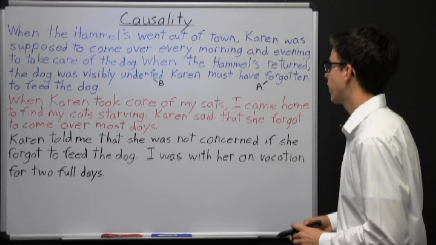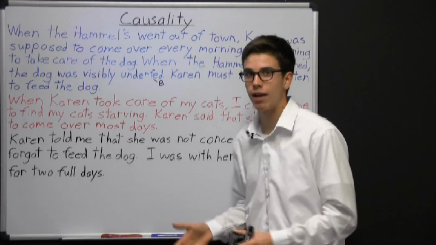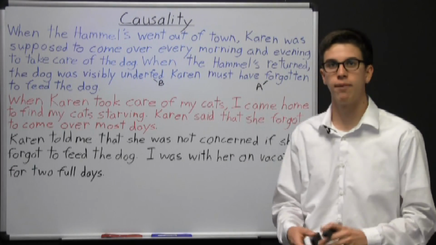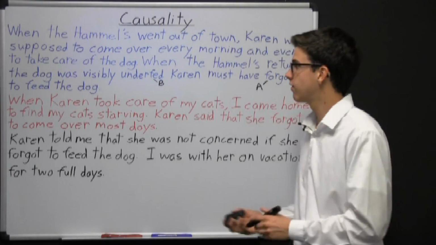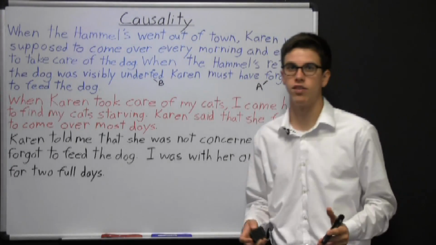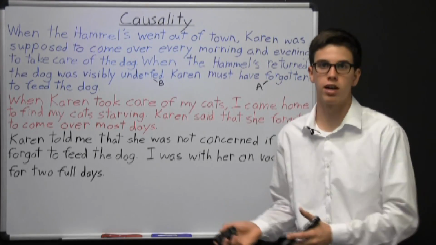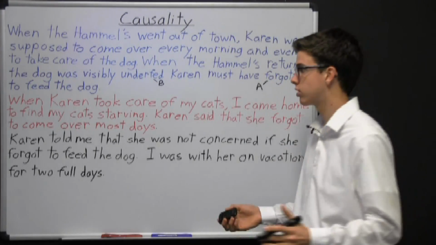Or maybe Karen went over there and fed the dog every day, but the Hamels forgot to leave directions as to how many scoops of dog food to give the dog each day. And so Karen only gave the dog 1 scoop of food when really the dog required 2 or maybe even 3 scoops of food.